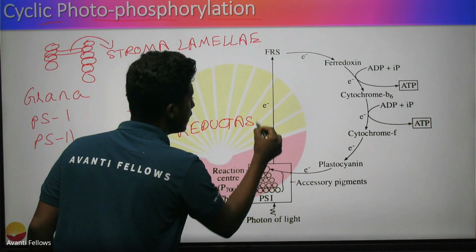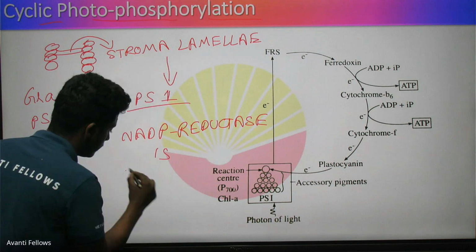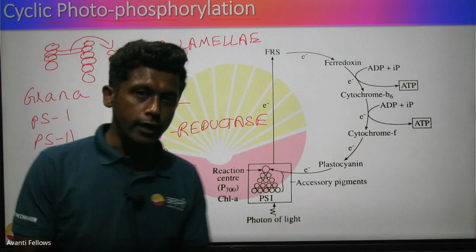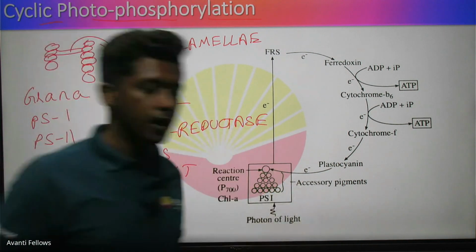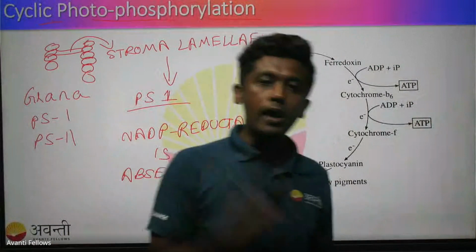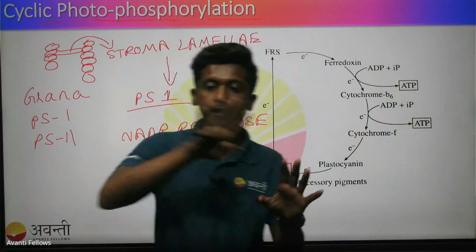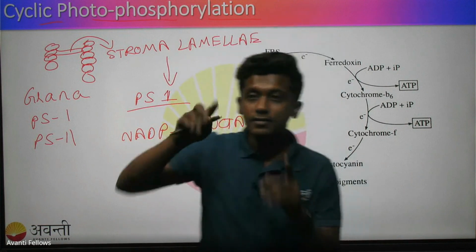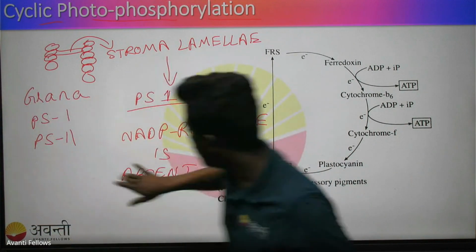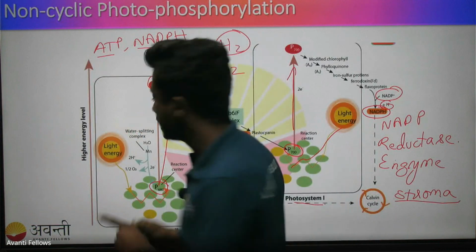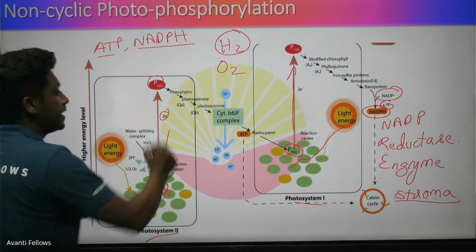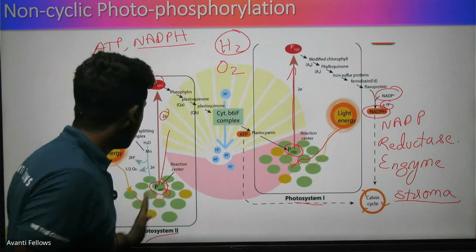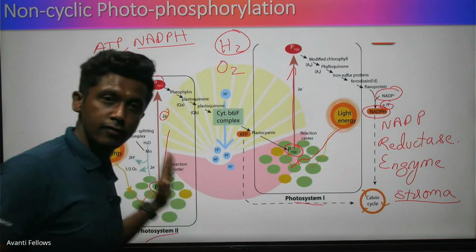NADP reductase is absent. Very important. Okay, we have to remember. So what are we trying to talk? There are two types of reaction happening basically by using light. One reaction is where the things go in a linear direction. That means there is only one direction to the flow of things. It has to start at PS2 and then go to PS1. Always it has to start at PS2, correct?